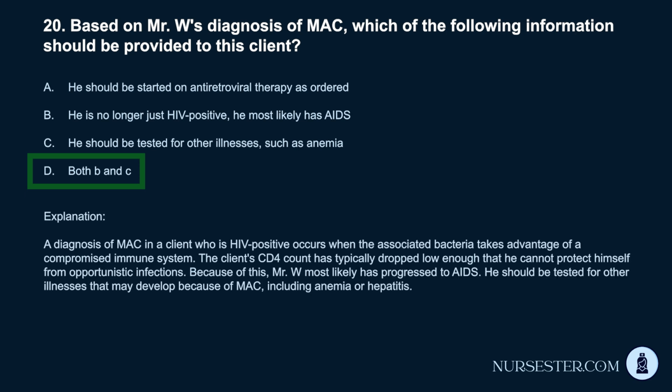A diagnosis of MAC in a client who is HIV positive occurs when the associated bacteria takes advantage of a compromised immune system. The client's CD4 count has typically dropped low enough that he cannot protect himself from opportunistic infections. Because of this, Mr. W most likely has progressed to AIDS. He should be tested for other illnesses that may develop because of MAC, including anemia or hepatitis.